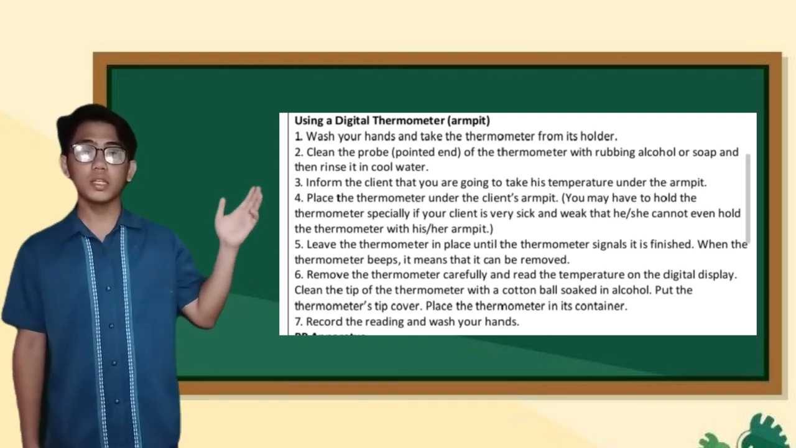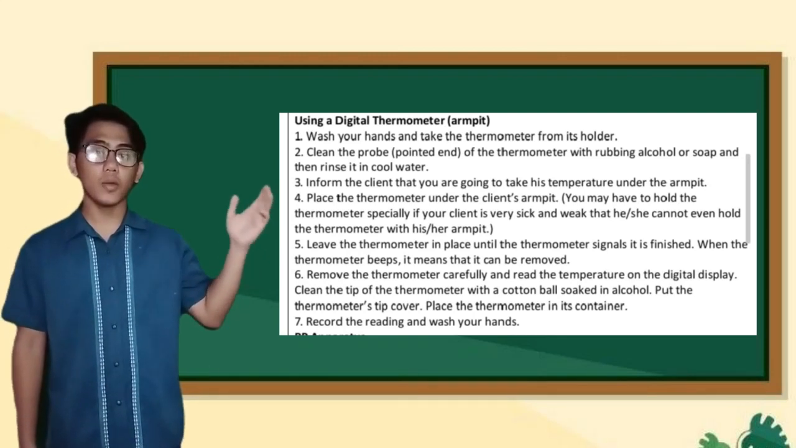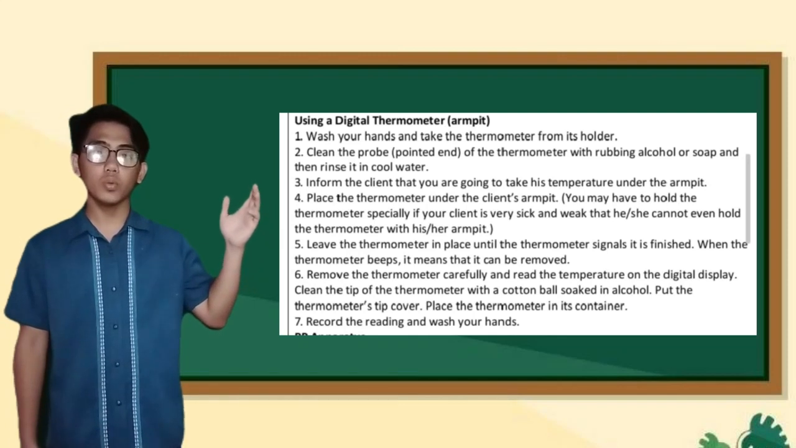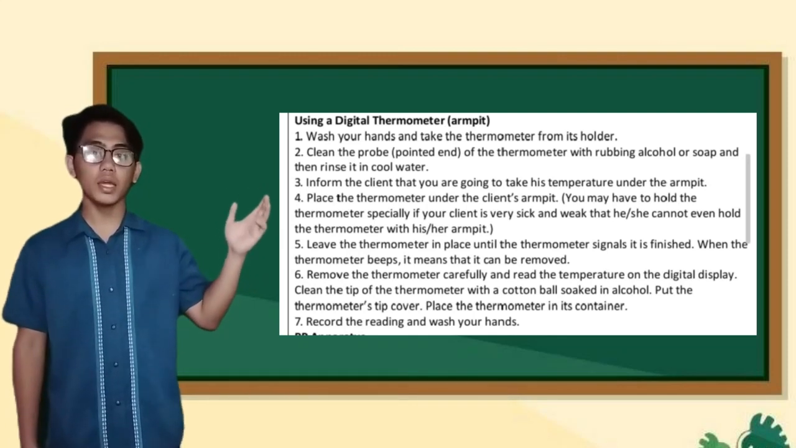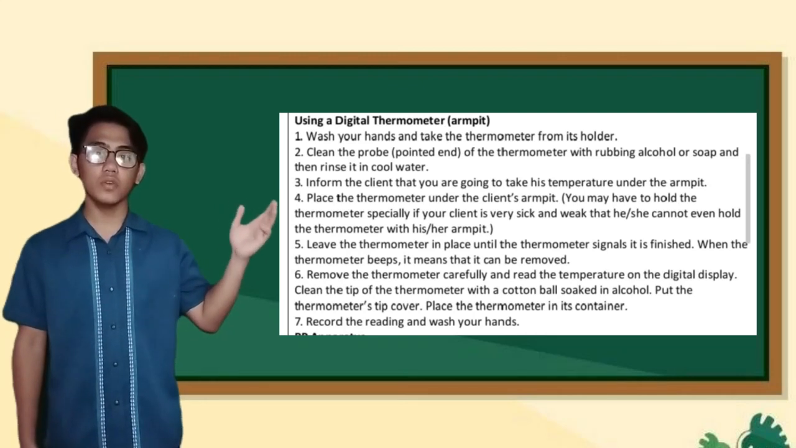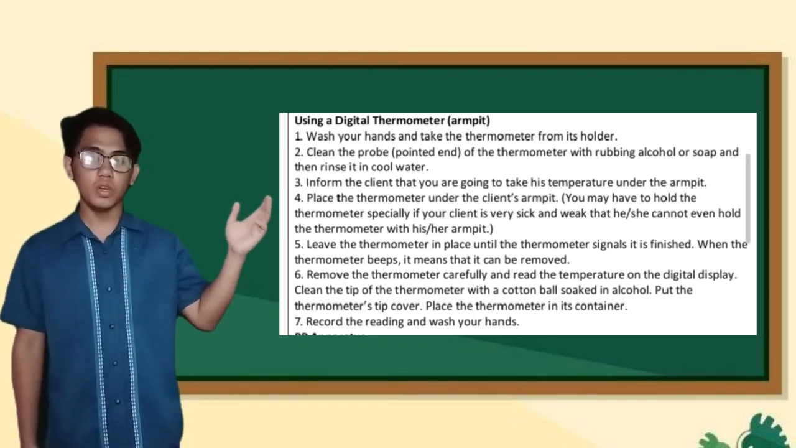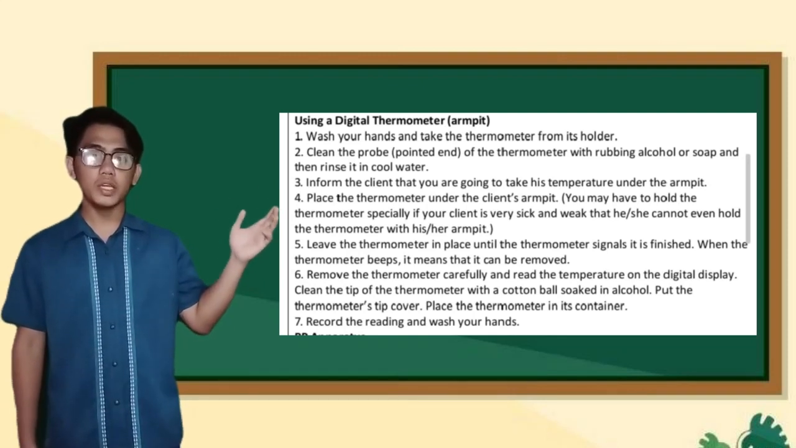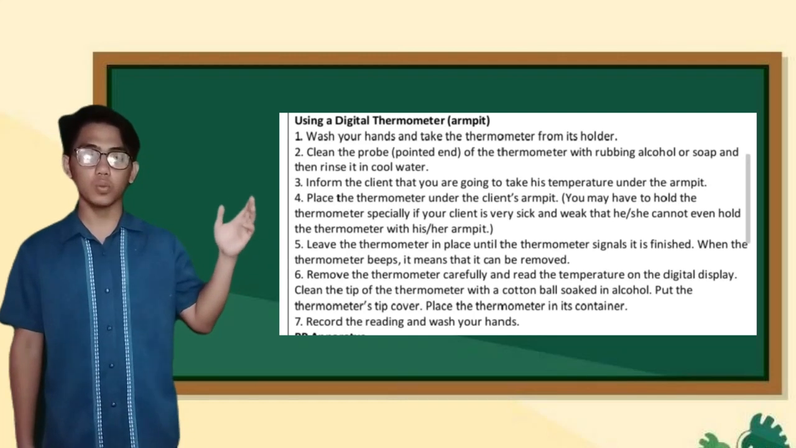Fourth, place the thermometer under the client's armpit. You may have to hold the thermometer, especially if your client is very sick and weak that he or she cannot even hold the thermometer with his or her armpit. Fifth, leave the thermometer in place until the thermometer signals it is finished. When the thermometer beeps, it means that it can be removed.